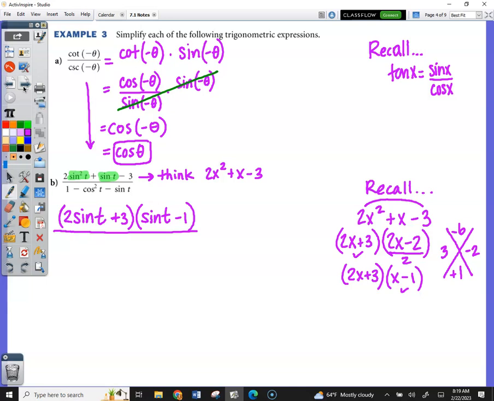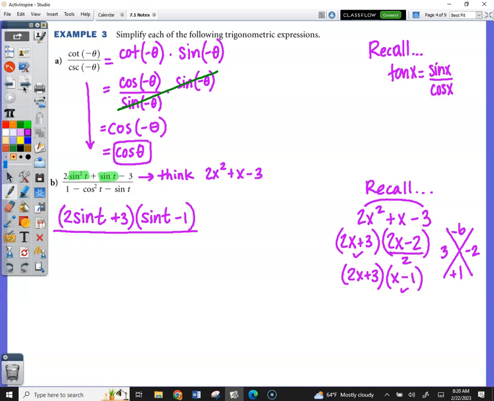I block out, like I kind of think to myself, this is 2 something squared plus something minus 3. And then I just replace it with what I'm accustomed to, x. And then I manipulate it. Then I go back and wherever there was an x, I put a sine. In this case, sine of t. That's the recommendation that I would make. You don't have to go that way. You could have factored it straight with the sine expressions.